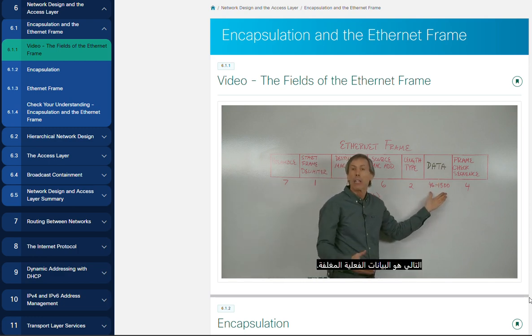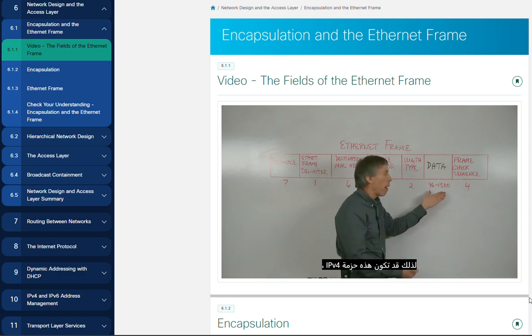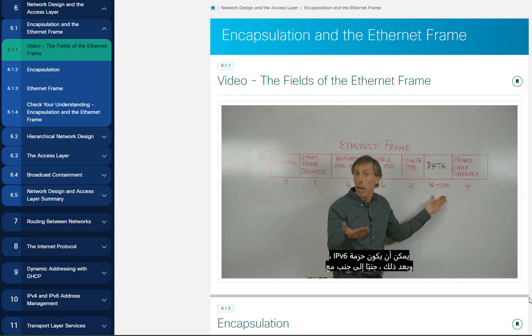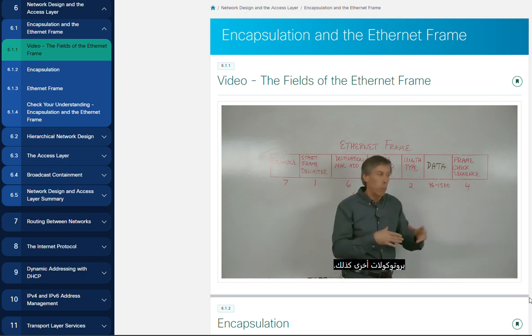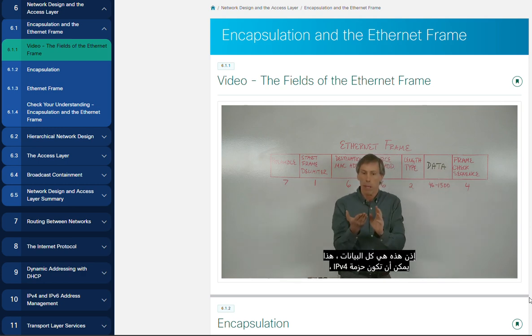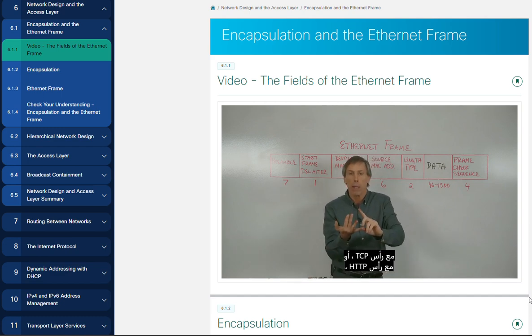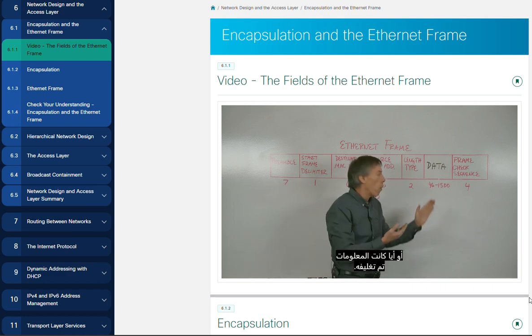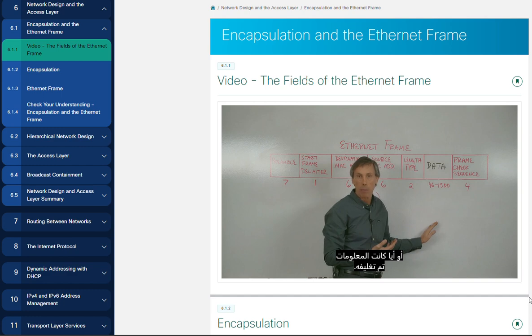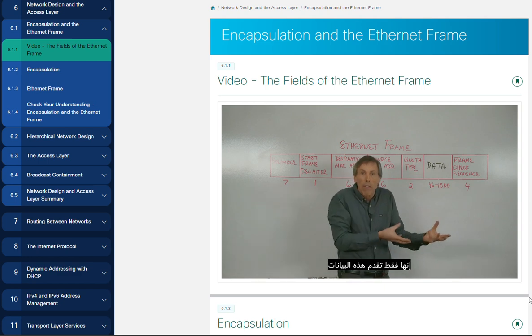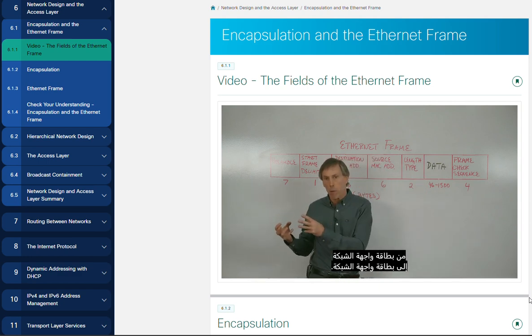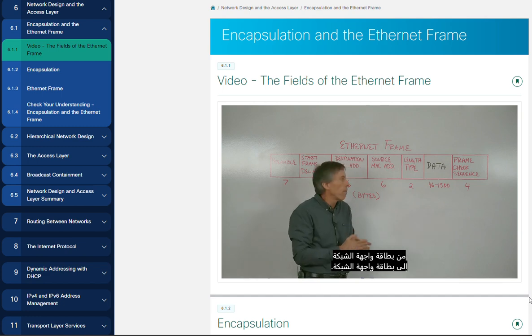Next is the actual encapsulated data. So this might be an IPv4 packet, could be an IPv6 packet. And then along with the IPv4 packet, let's say, could be other protocols as well. So this is all the data. This could be the IPv4 packet with the TCP header along with the HTTP header, or whatever information has been encapsulated. And actually, Ethernet doesn't care what kind of data it is. It's just delivering this data from network interface card to network interface card.